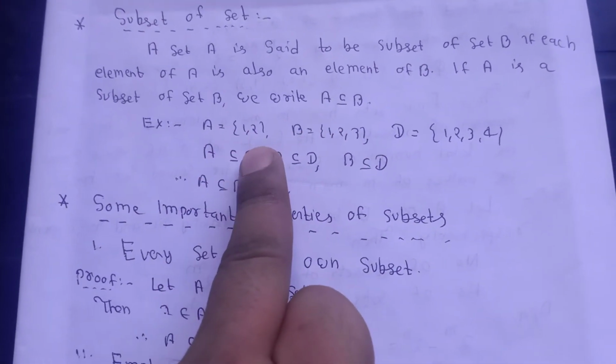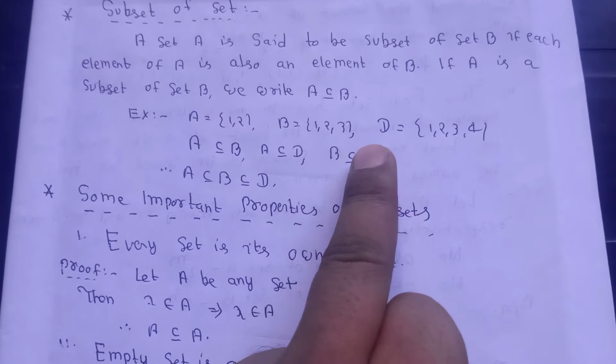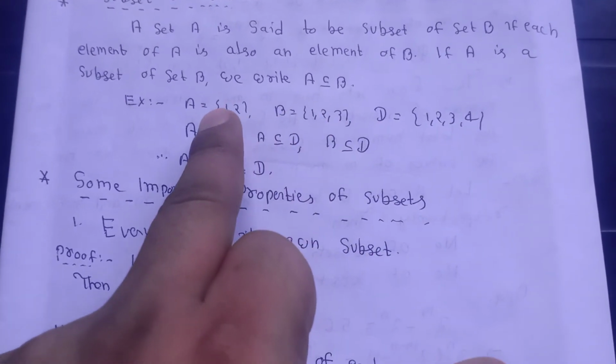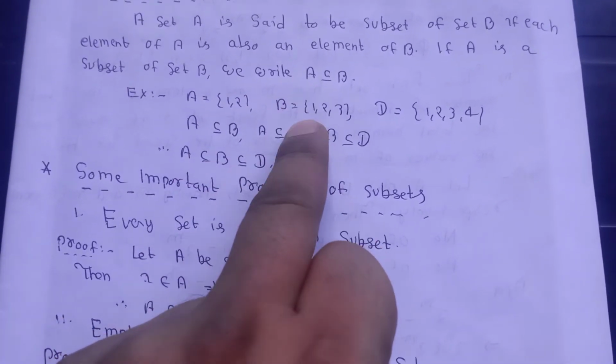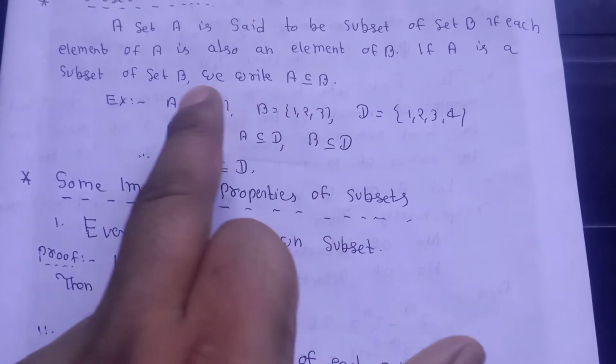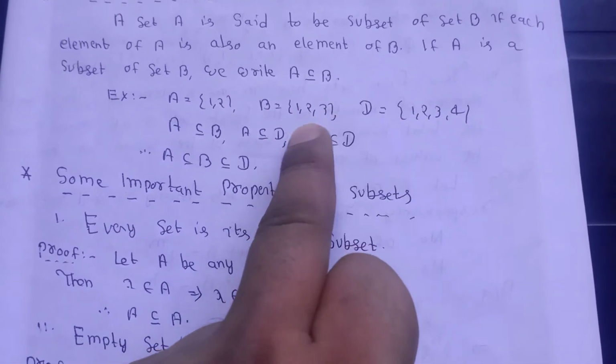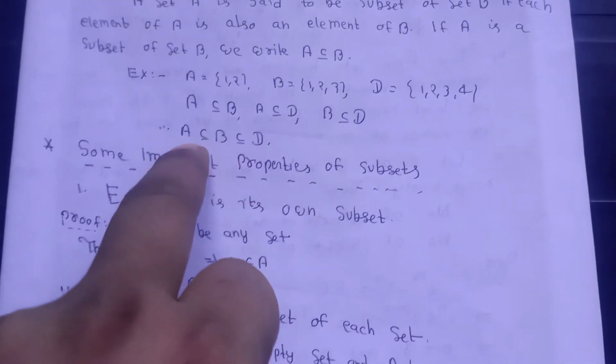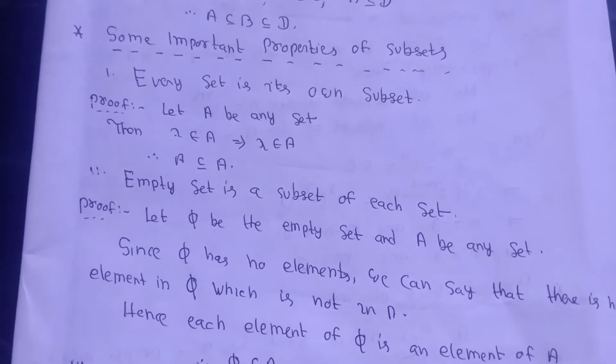A equal to {1, 2}, B equal to {1, 2, 3}, D equal to {1, 2, 3, 4}. So each element of A belongs to B and each element of B also belongs to D. So A is a subset of B, and A is also a subset of D, and B is a subset of D. Some important properties of subset.